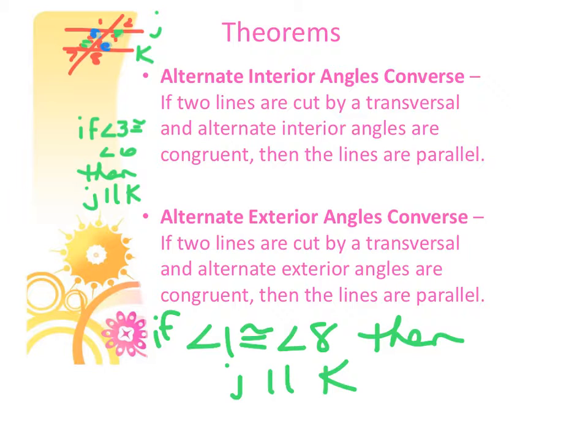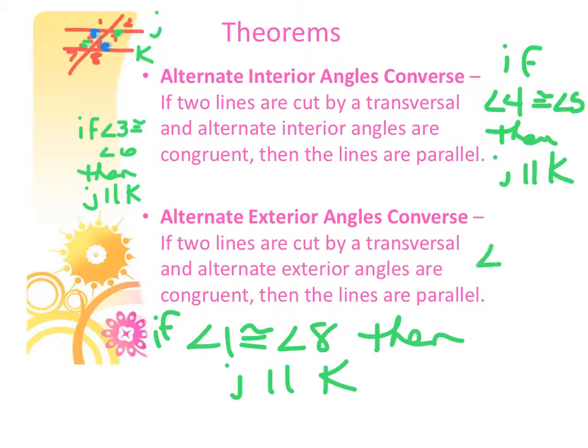On the alternate interior, you could also say angle 4 is congruent to 5. So if 4 is congruent to 5, then again, J is parallel to K by alternate interiors. And the other alternate exterior pair would be 2 congruent to 7, and J parallel to K.